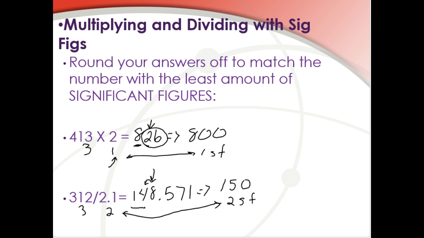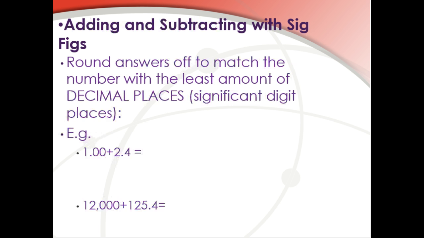Now the more difficult one is adding and subtracting with significant figures. Adding and subtracting significant figures, the rule is you round your answer off to match the number with the least amount of decimal places. Or, if you prefer, I guess a more correct term would be significant digit places. Now oftentimes what you'll see is adding and subtracting, we line them up based on the decimal place. So in this case I've got 1.00 and 2.4.